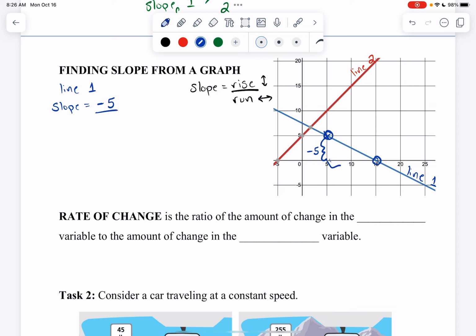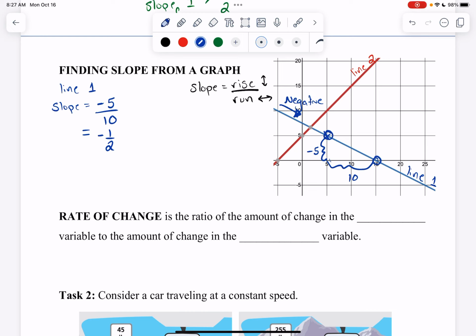My run, how far over do I go? Again, make sure you look at your scale here. I'm counting by 5s. I go over 5, 10. I go over 10. So I go down 5 over 10. I know as I read this line, it should go down. So I know the slope needs to be negative. So I have -5 over 10, which gives me a slope, if I simplify that, -1/2. The slope of that line is -1/2, -5 over 10. That's the slope of that line no matter what points I pick.